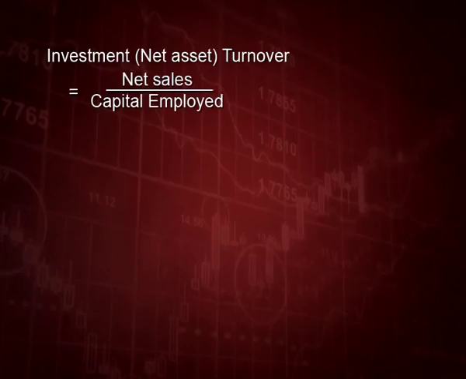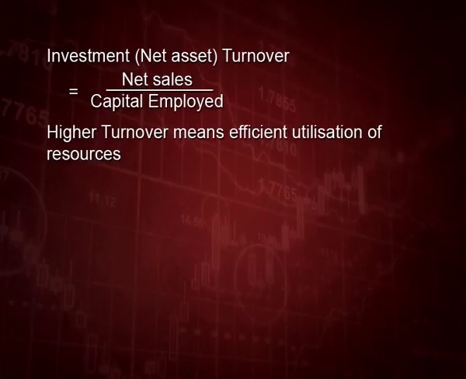The next ratio is investment turnover, or you can say net asset turnover. Now, net asset is also equal to capital employed, this we have told you in the last class. Now, this is equal to net sales upon capital employed. Now, higher turnover will mean we are utilizing our resources very efficiently.